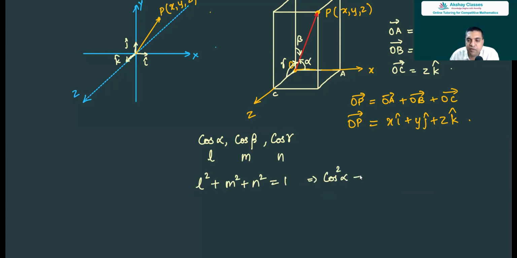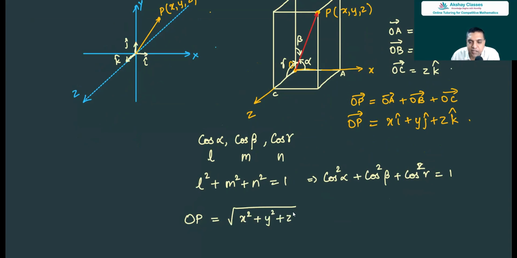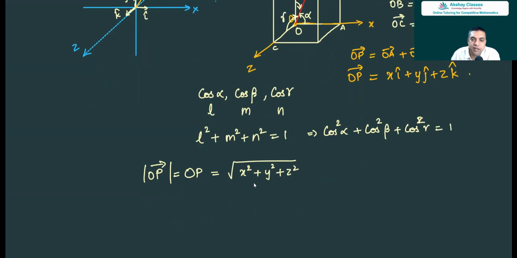Cos square alpha plus cos square beta plus cos square gamma will be 1. The length OP, we know, is under root of x square plus y square plus z square. The distance formula, the distance between O and P, is under root of x square plus y square plus z square. So this is nothing but the magnitude of this vector OP bar.